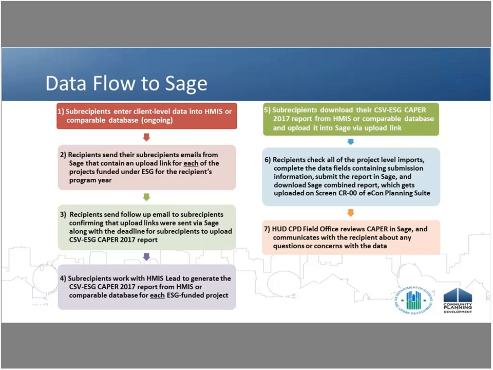Once all of your subrecipient CSVs are uploaded, you as recipients will check to see that all the project-level imports are there, and you will have the ability to look at them in Sage and to accept or reject them. In addition to doing that, you will complete data fields containing submission information, which is just very basic contact information and also HMIS-related data quality questions, so that we are able to assess how much data we're getting, if there are any projects that are missing, and submit the report into Sage.